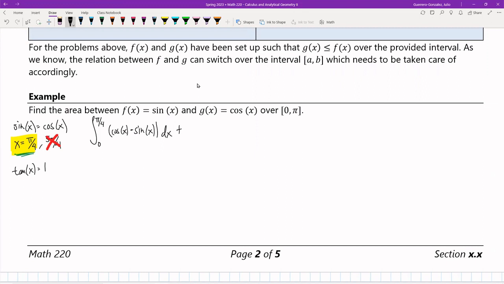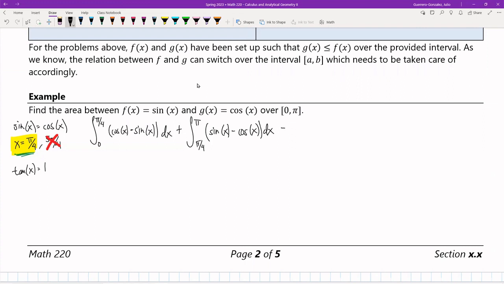And now I want to do plus the integral. The new one now has sine up top, right, and cosine on the bottom. But it starts from pi over 4 and heads all the way over to pi. And now the integrand is going to be sine of x minus cosine of x dx. Okay, that is the split. That's how we appropriately split it.